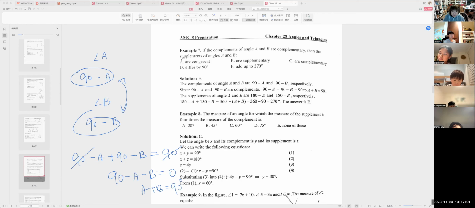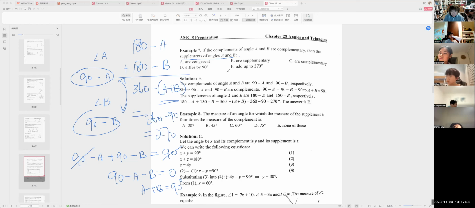Okay, so they said the supplementary angle of A and B. So the supplementary of A and B is what? Is 180 minus A and 180 minus B, correct? And if you add them together equals what? Equals 360 minus (A plus B), correct? So we know A plus B equals 90. So 360 minus 90 equals 270. So the answer is E. Understand, Chapter? Daniel?